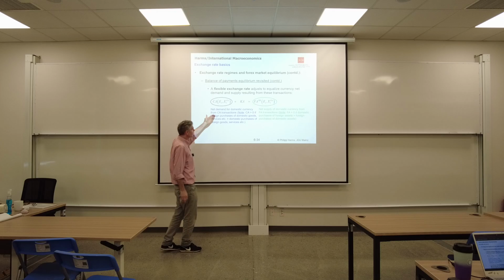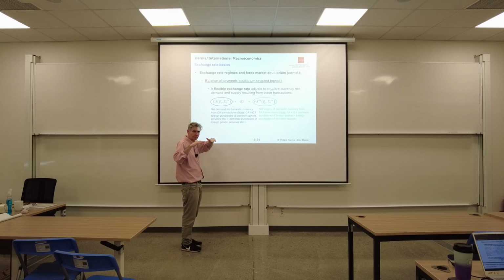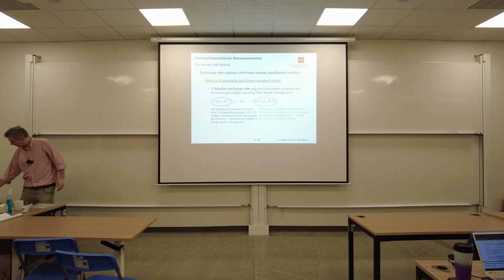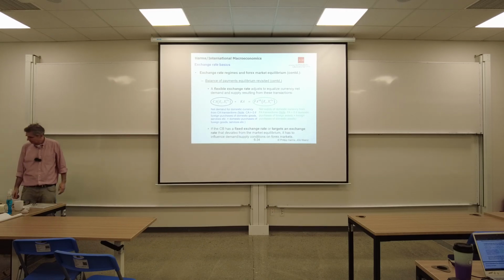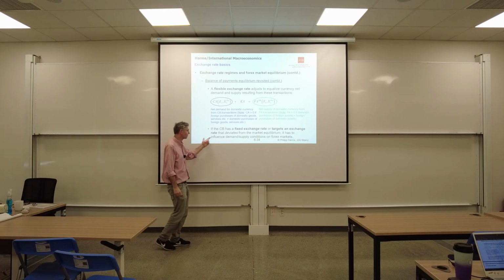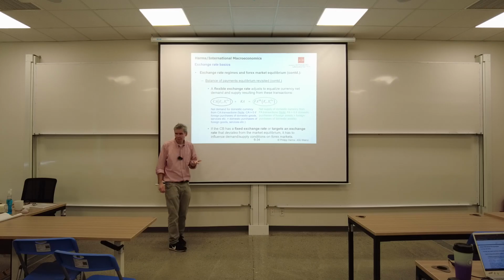The equation that I'm writing down here says that if the exchange rate is flexible, then it just adjusts to satisfy this condition. It's like a supply equals demand equilibrium condition. And the price is the nominal exchange rate. So if the central bank has a fixed exchange rate or targets an exchange rate that deviates from the market equilibrium, it has to influence demand supply conditions for exchange markets.